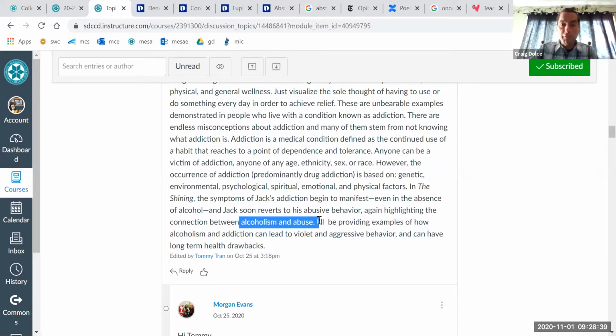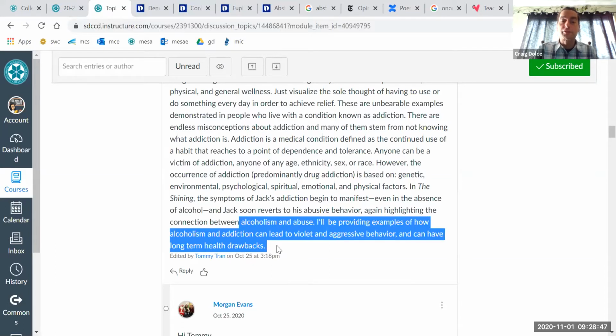Absolutely. I'll be providing examples of how alcohol can lead to violent and aggressive behavior, can have long-term health drawbacks. Again, yes, use all of that as facts to support your claim that people need to use critical thinking skills to better understand how to overcome addictions such as alcoholism.